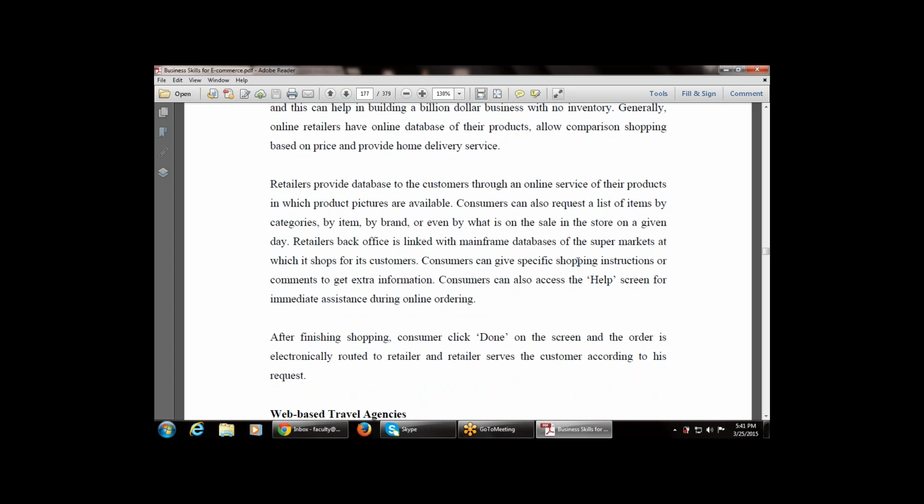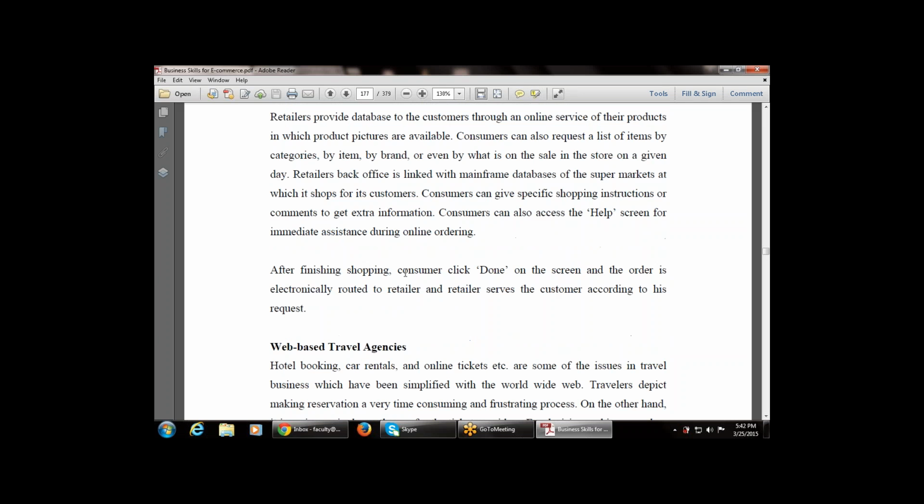Consumers can give specific shopping instructions or comments to get extra information. Consumers can also access the help screen for immediate assistance during online ordering. So if there is any online method, the consumer can access the help screen button if they need immediate assistance. After finishing shopping, the consumer clicks done on the screen and the order is electronically routed to the retailer, and the retailer serves the customer according to his or her request. So this is the process of how it is done.